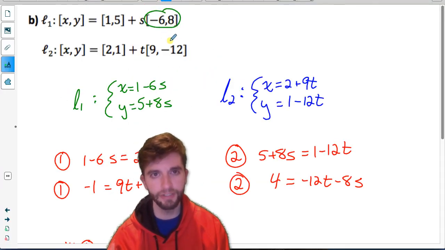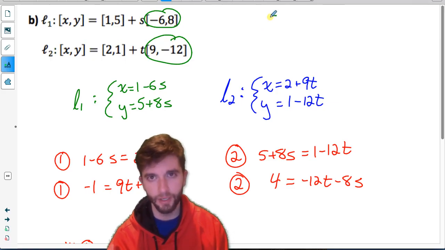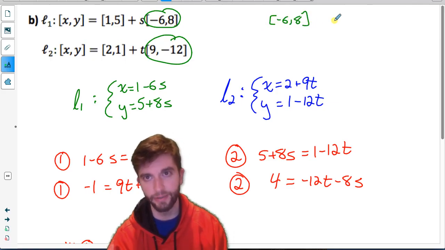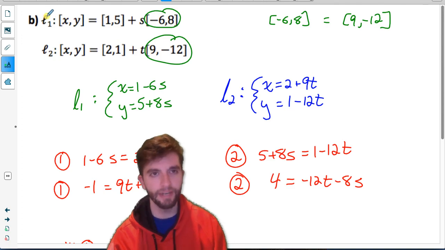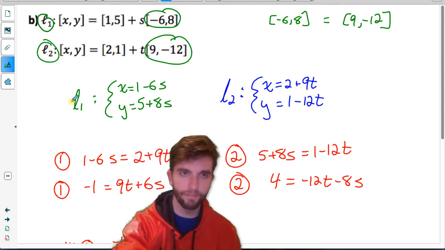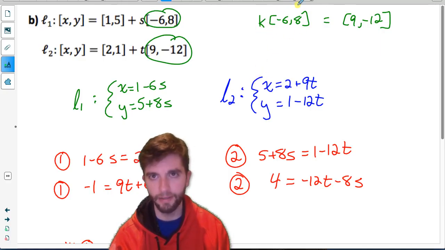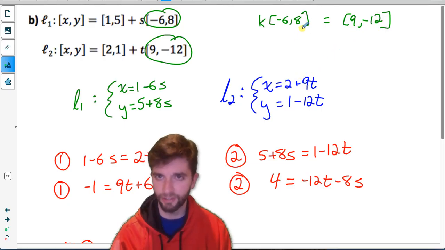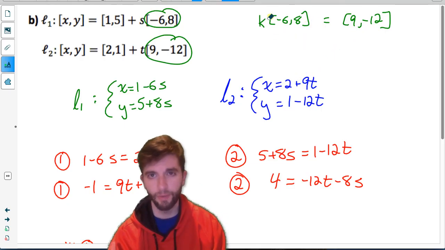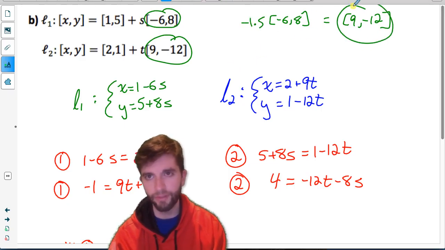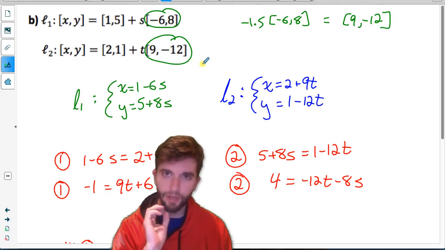So up here are my two direction vectors. Direction vector 1 is negative 6, 8, and direction vector 2 is 9, negative 12. If these direction vectors are scalar multiples of each other, that would tell us that the two lines are parallel to each other. So we could check, is there some scalar k that I can multiply this direction vector by to get this direction vector? If there is, then the direction vectors are collinear and the lines are parallel. And notice, if we multiply this direction vector by negative 1.5, it would equal this direction vector. So therefore the lines are parallel.